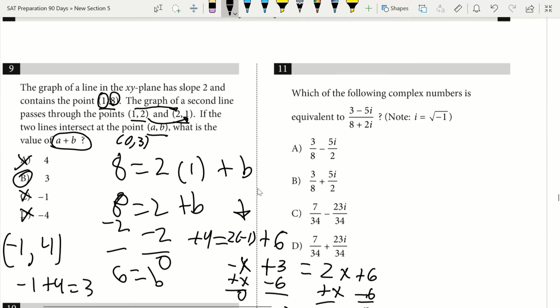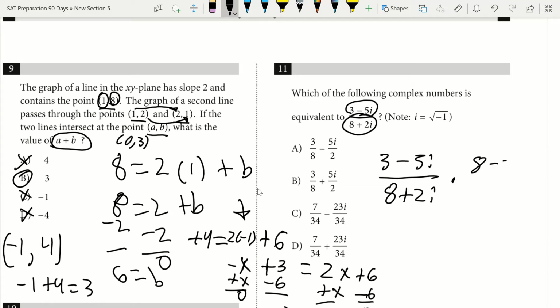Question 11, which of the following complex numbers is equivalent to 3 minus 5i over 8 plus 2i. So what we have to do here is multiply by our conjugate, our complex conjugate. So we have all over 8 plus 2i. We multiply then by 8 minus 2i over 8 minus 2i.